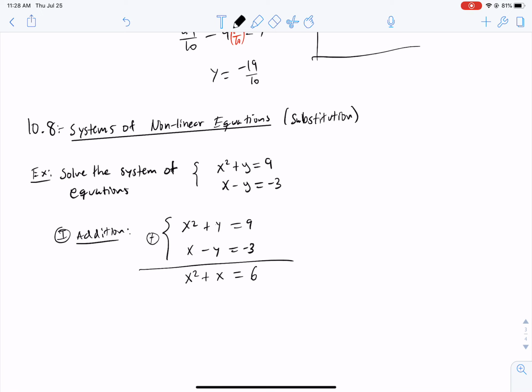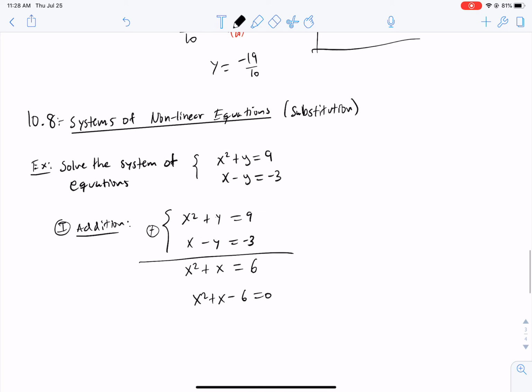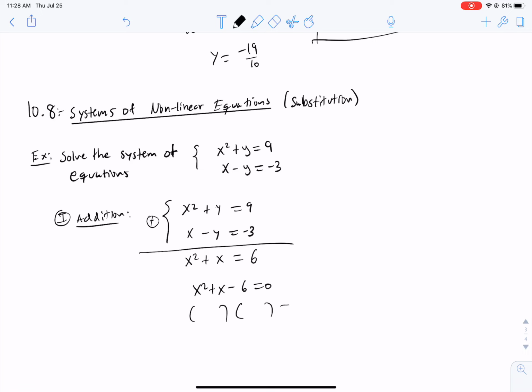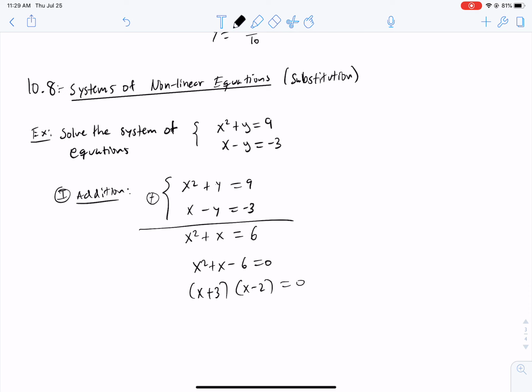So how do we solve this now? Just a quadratic. Yeah, so we move everything to the left side, and this will be x squared plus x minus 6 equals 0. So let's factor this out, right? Can we factor this out? x plus 3 and x minus 2. If you couldn't factor this out, just use the quadratic formula, right? And so what are the values for x here? x is equal to negative 3. And the other one, x is equal to 2.